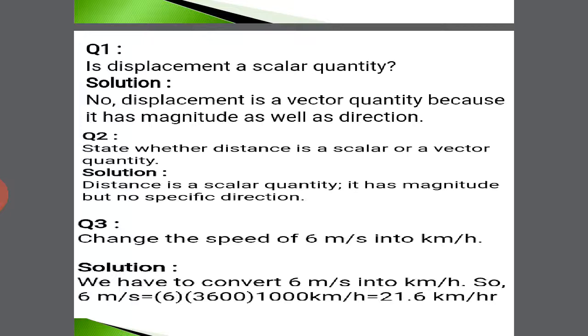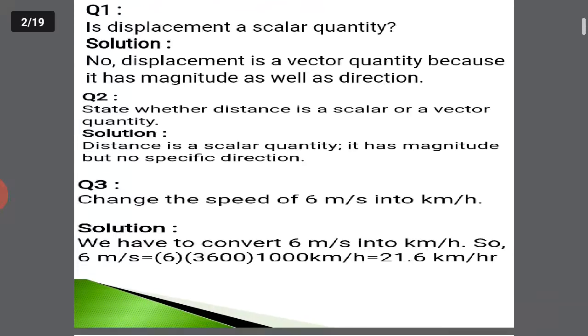Change the speed of 6 meter per second into kilometer per hour. Do one thing, find the relation between meter and kilometer and then seconds and hour, then put all the values over there, then solve this and you will definitely get the answer, that is 21.6 kilometer per hour. Okay, let's move forward.